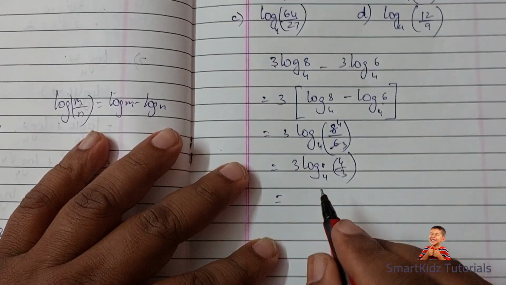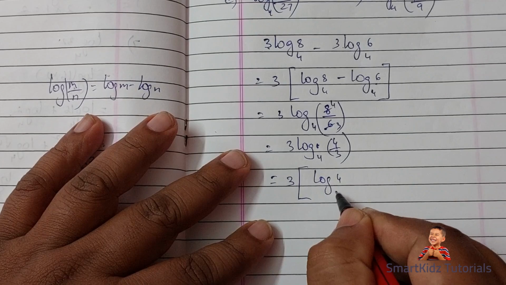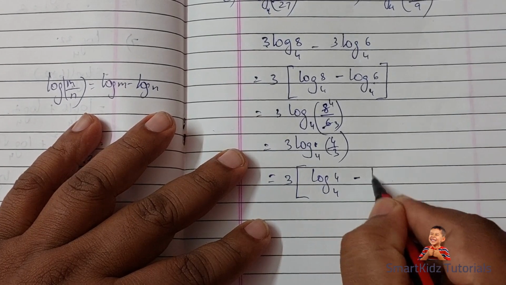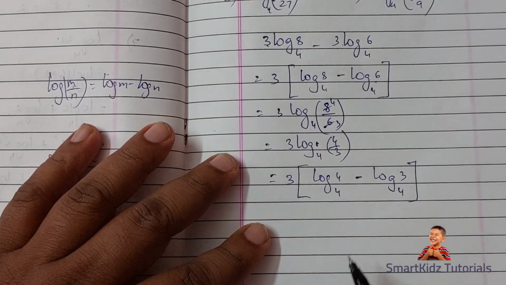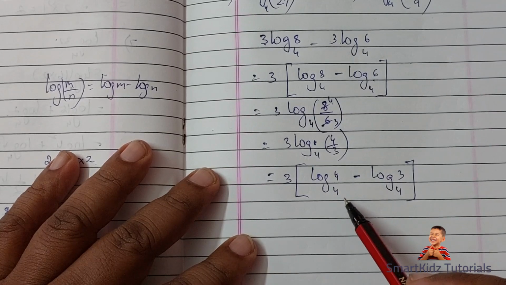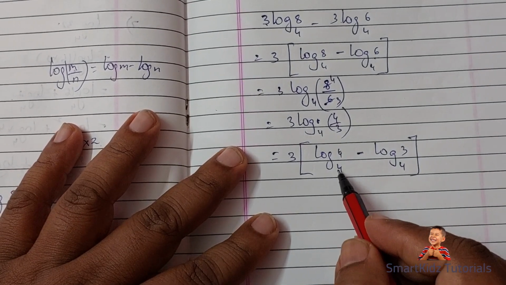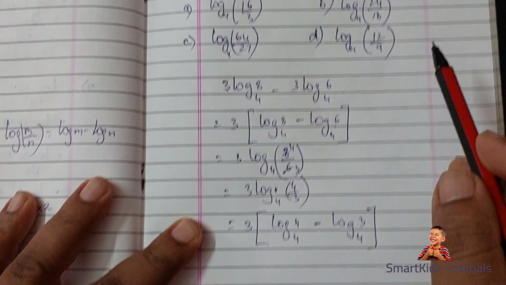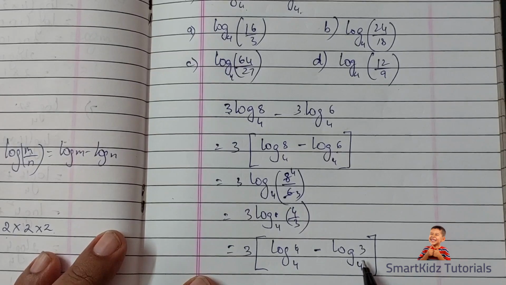Now we rewrite it into log of m minus log of n form. So 3 times, in the bracket, log of 4 to the base 4 minus log of 3 to the base 4. This is easy to manage. Log of 4 to the base 4 is just 1. So we can either write this as 1, but if we don't want it in number form, we rather have to leave the answer in the logarithmic form. So I might as well continue with this.